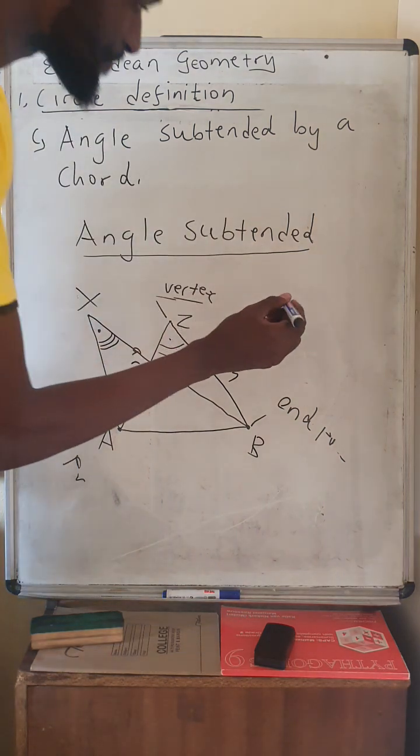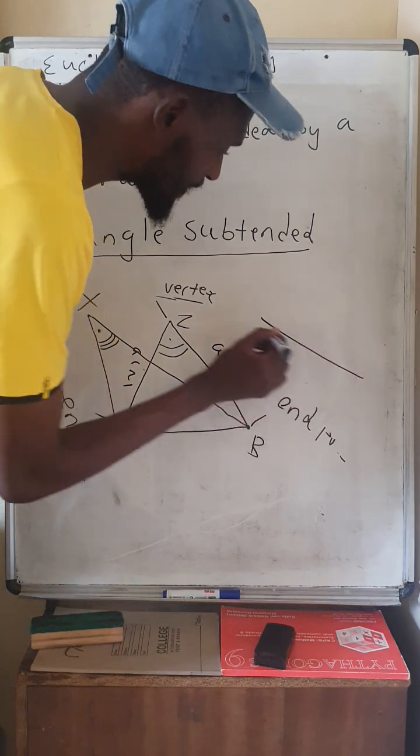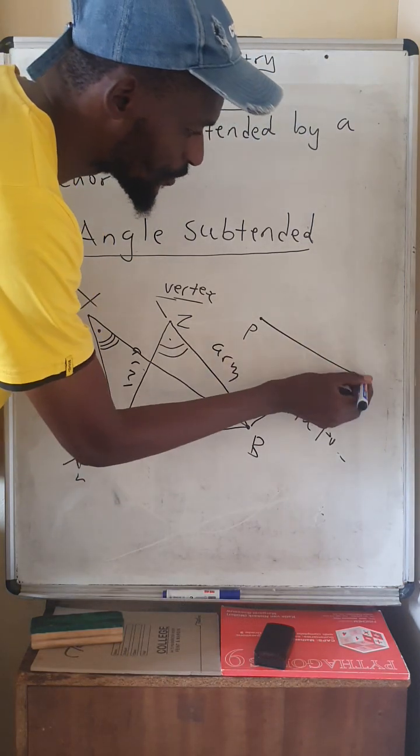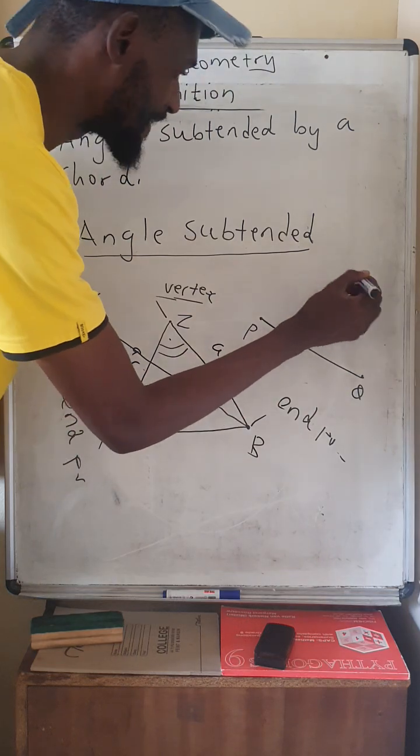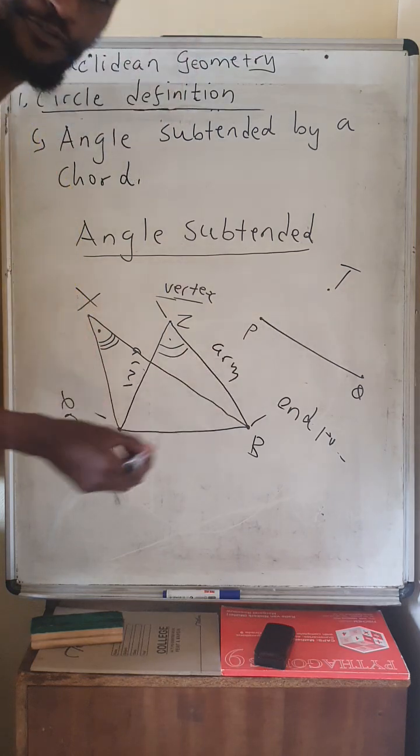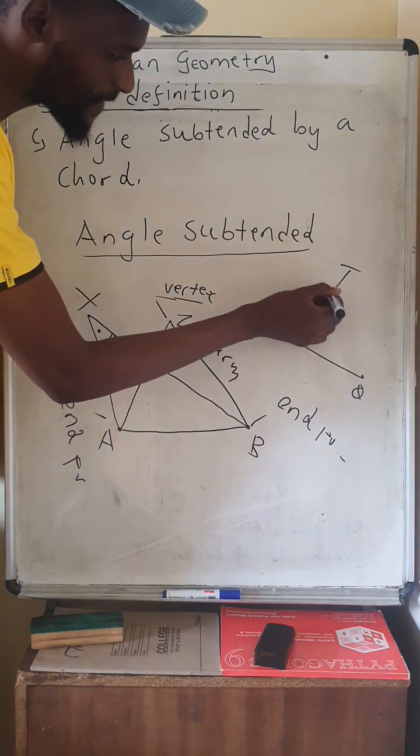I can't say line segment PQ subtends angle, let me say angle T, if the arms of T, for instance, are something like this.